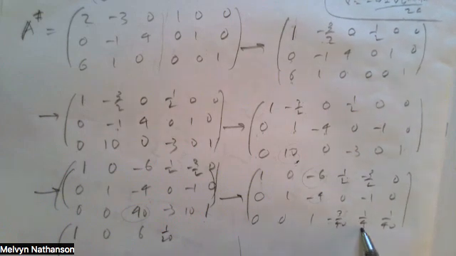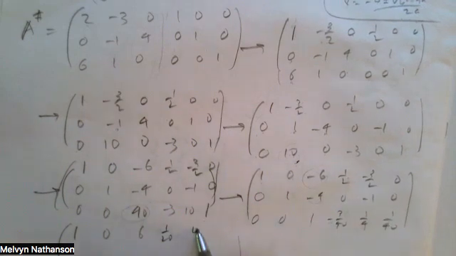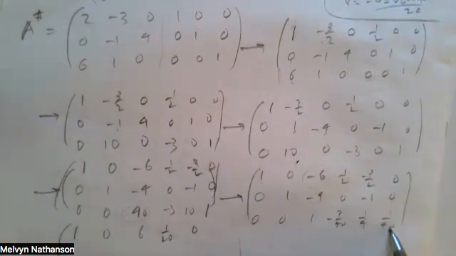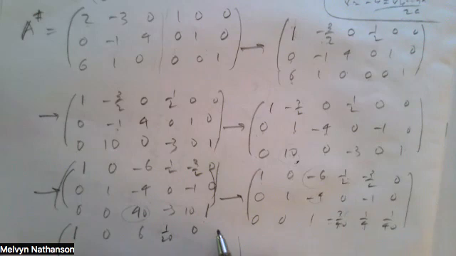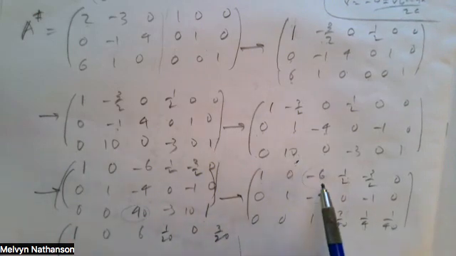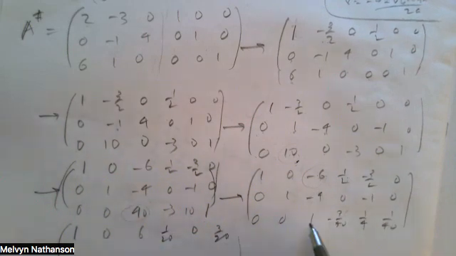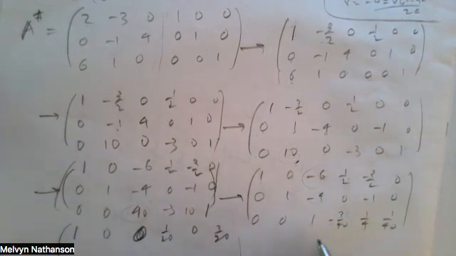6 times a fourth is 3/2, minus 3/2 is 0. 6 times 1/40 is 3/20. So when I eliminate this, oops, minus 6 to get a 0 here, that's what I did. I multiplied this row by 6 and added. I get 1, 0, 0, 1/20, 0, 3/20.